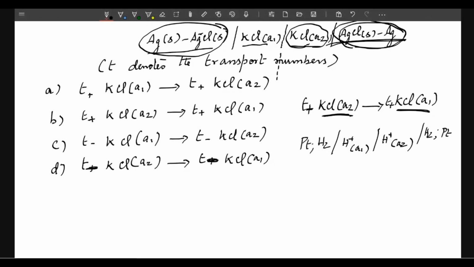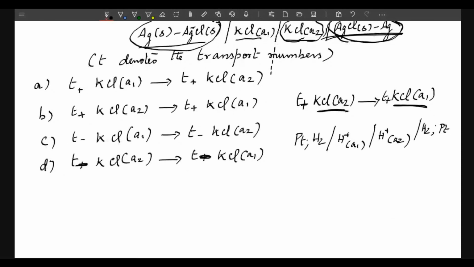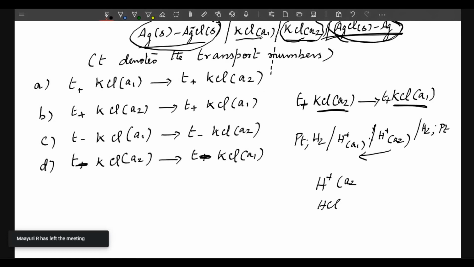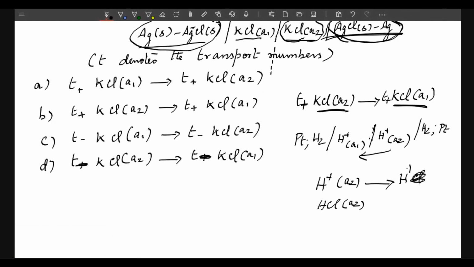What would be the net reaction? Either we can write it like this, or H plus could be written. Wherever the higher concentration is, there is a transference from higher concentration to lower concentration. Therefore, if H plus or HCl is given, write down the HCl or H plus, from which the matter would be transferred to the lower concentration cell, sorry, H plus A1 and HCl A1.